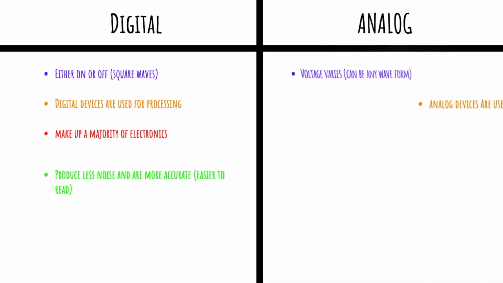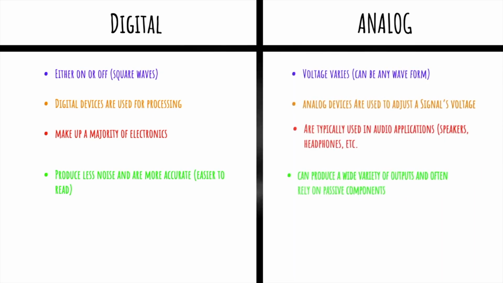With analog electronics, they are used to adjust a signal's voltage with the help of passive parts such as resistors and capacitors, which, don't worry, we will discuss in a future video. They can produce different waveforms at different levels. This is mainly used in audio applications such as speakers and headphones.